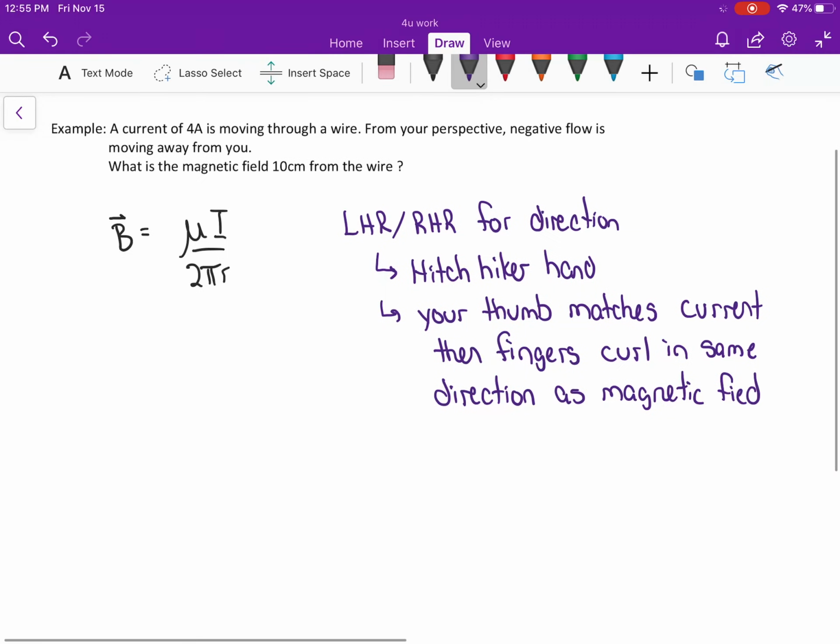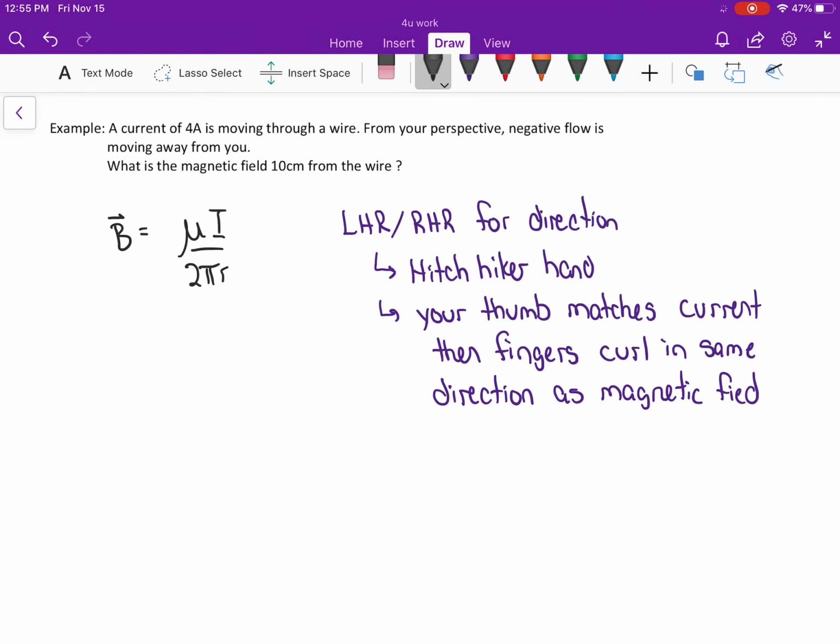For the numbers I made up, we've got 4 amps moving through a wire. We'll deal with the direction in a sec, and we're curious about the magnetic field 10 centimeters away from the wire. It doesn't say anything about it not being in air. So for the case of air, our magnetic field constant is 4 pi times 10 to the negative 7. It's got funny units. We can write it as Tesla meters per amp.